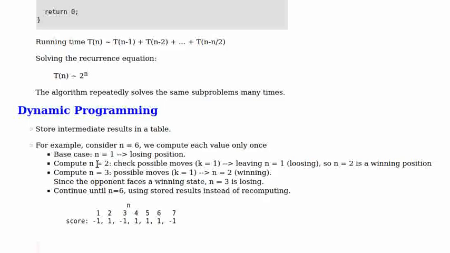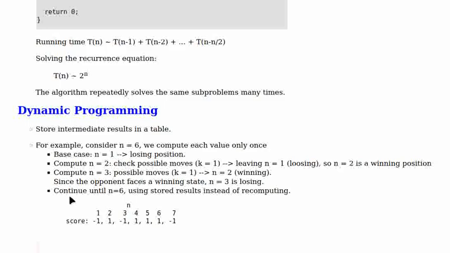In the above example, we have the base case, n equals 1, which is a losing position. When we compute n equals 2, we check possible moves, k equals 1, leaving n equals 1, which is a losing position, so n equals 2 is a winning position. When we compute n equals 3, we have possible moves k equals 1, leaving n equals 2, which is a winning position. Since the opponent faces a winning state, n equals 3 is losing.